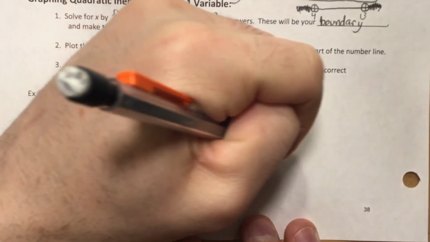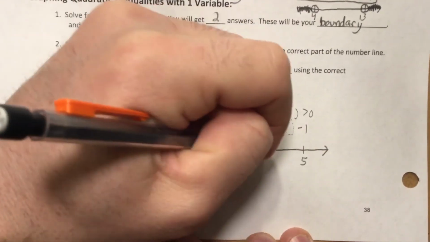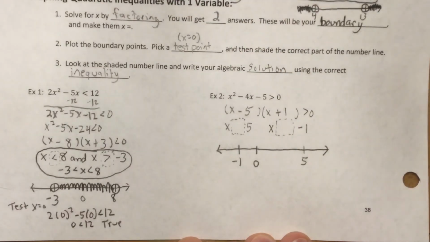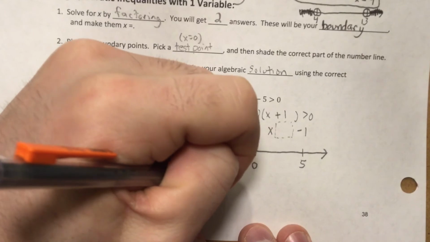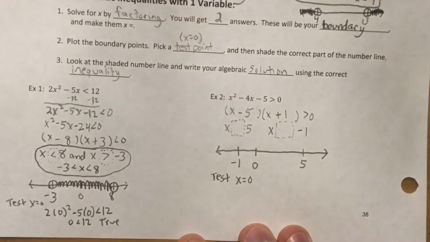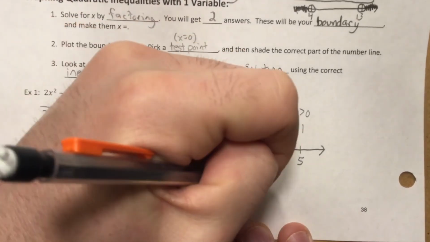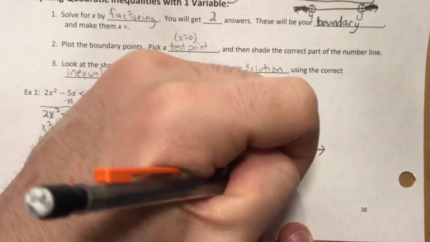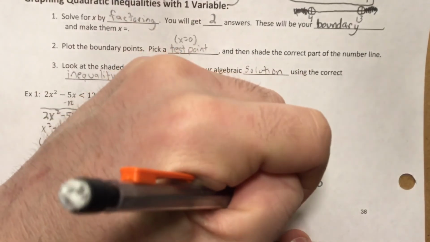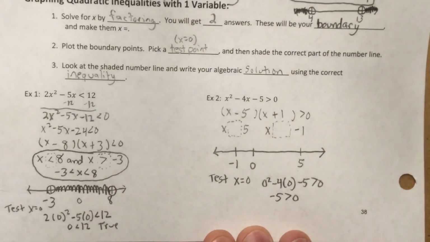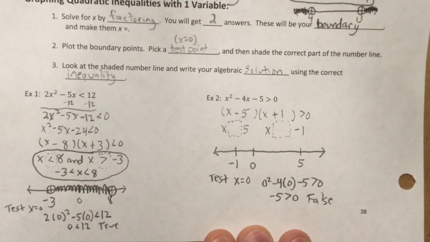So I do my number line. Zero also, again, happens to be in between here. It's not always going to be the case. I like to test x equals 0. It just makes numbers work really well, but you can test any number. I don't test your boundary point, so I would end up with 0 squared minus 4 times 0 minus 5 is greater than 0. Or -5 is greater than 0, which is false. Which means 0 should not be shaded.